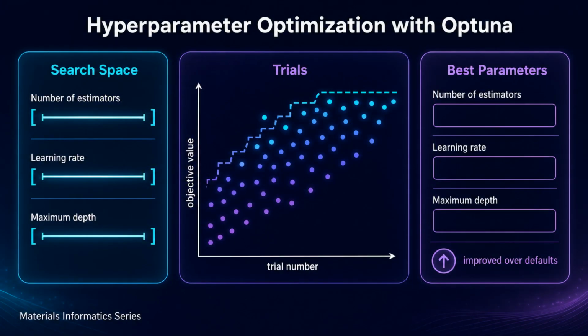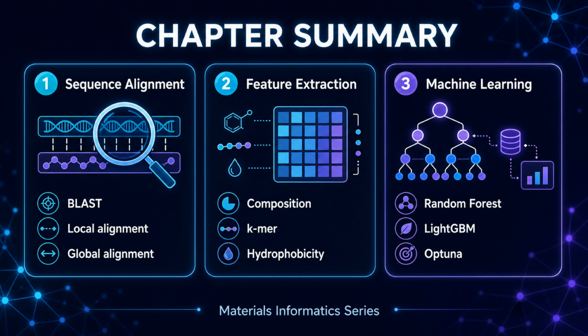We can further improve performance with hyperparameter optimization. Optuna is a powerful framework for this. We define a search space for each hyperparameter, and Optuna intelligently explores combinations. After 50 trials, we usually land on settings that beat the hand-picked defaults, though how much they gain depends heavily on the dataset. Let's summarize what we've covered.